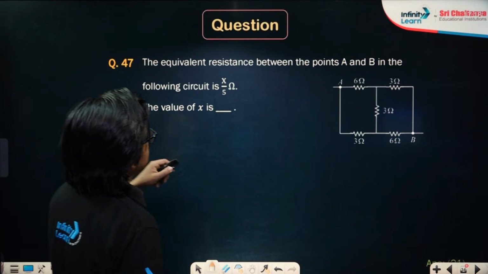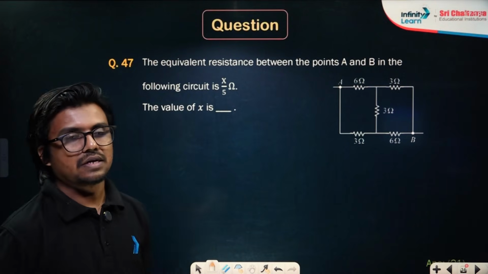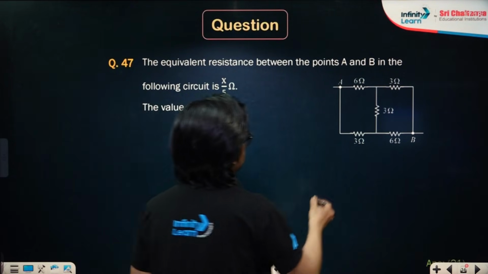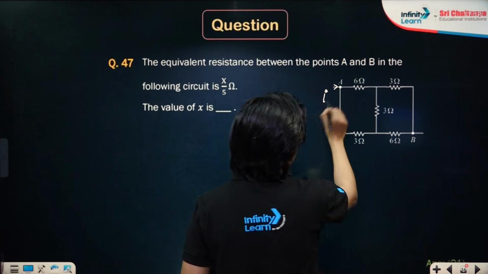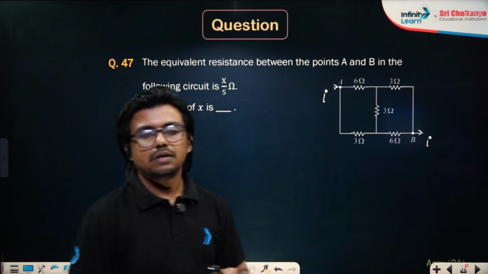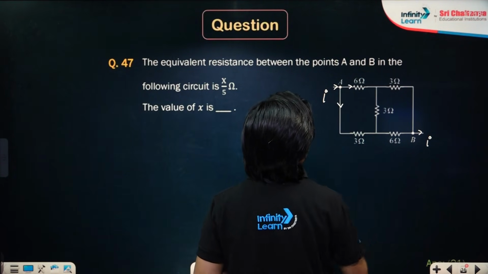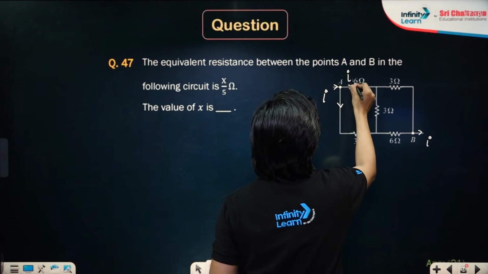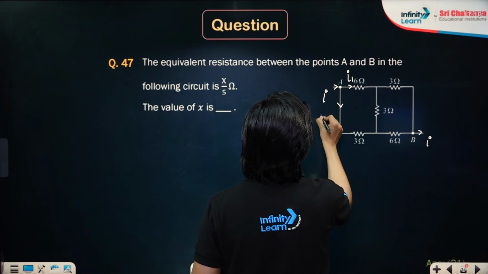The equivalent resistance between the points A and B in the following circuit is X by 5 ohm. The value of X is? Very interesting question it is. Suppose there is a current I entering, and the same current will exit from B. Now this current is getting split into two parts here at node A. Suppose current in 6 ohm is I1. Current here obviously is I minus I1.